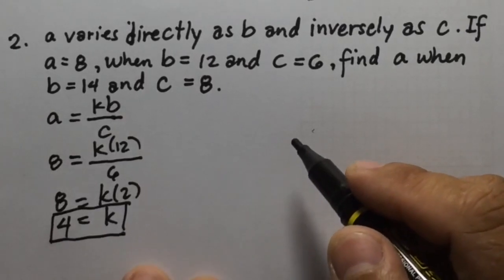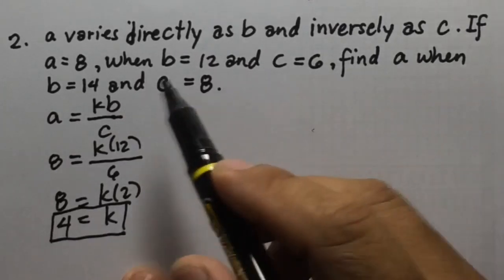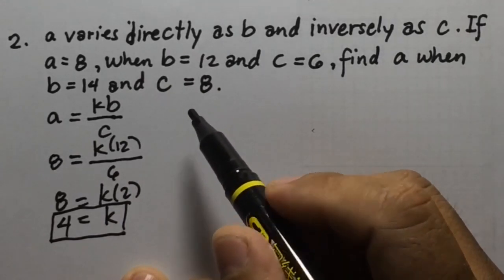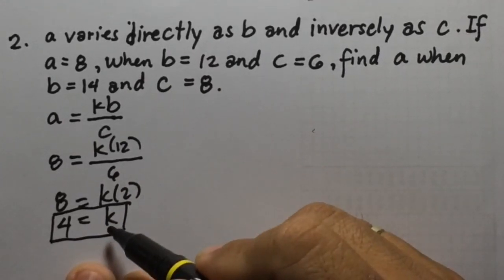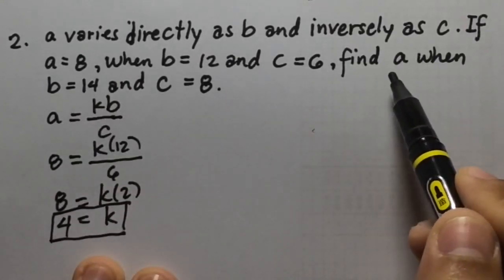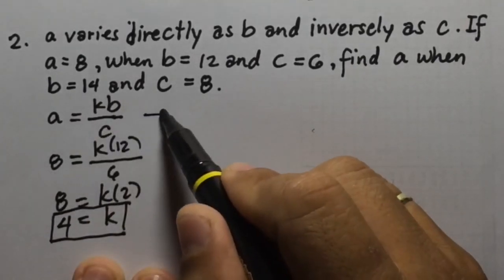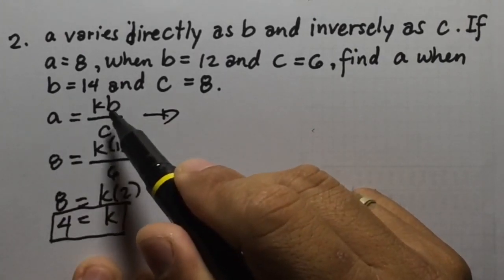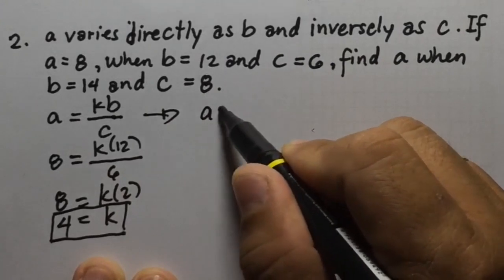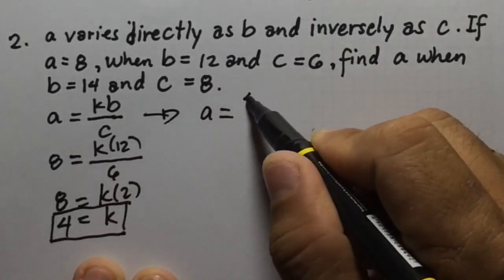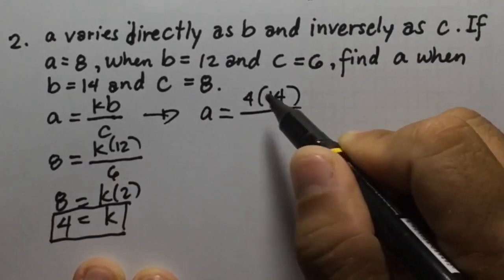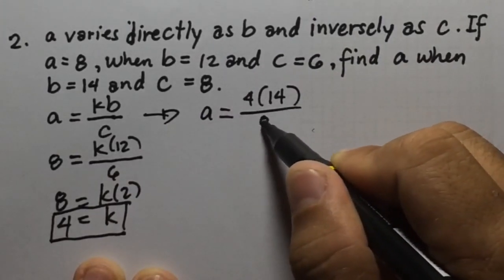Now we're going to find here the value of a when b equals 14 and c equals 8. So what we're going to do is use the value of k, the value of b, and the value of c to find a. So we're going to use this one. a equals k times b over c. So a here will be equal to k is 4, then b equals 14 over c, which is 8.